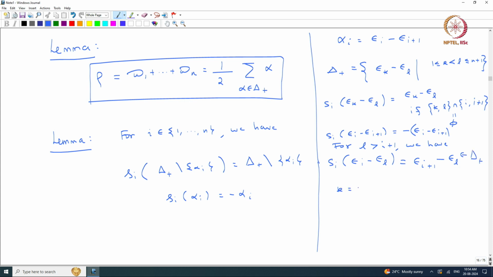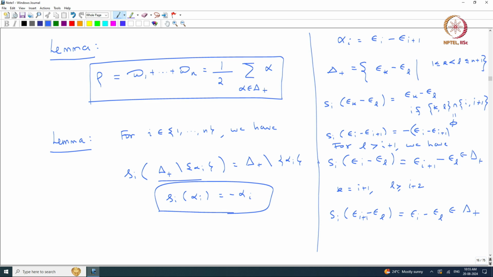Similarly, when k equals i plus 1 and l is greater than or equal to i plus 2, obviously, we have S_i of epsilon_i minus epsilon_l is equal to epsilon_i minus epsilon_{i+1} minus epsilon_i, equal to epsilon_i minus epsilon_l. So, this is again inside delta plus. So, this calculation simply says that these positive roots other than alpha_i will be mapped to positive roots and alpha_i will be mapped to minus alpha_i.